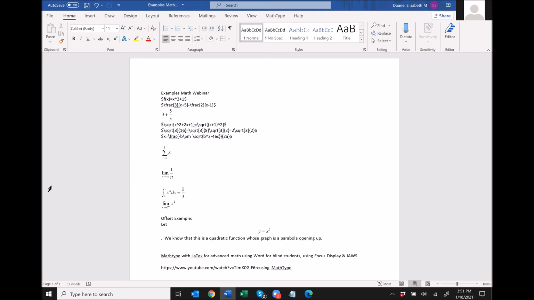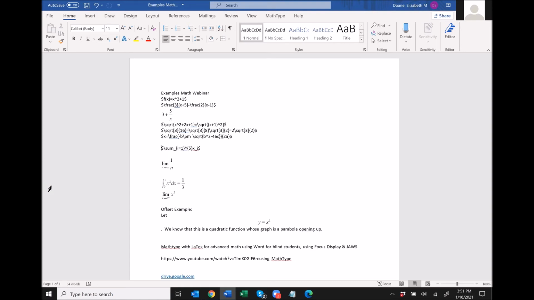All right, so selected, summation. Now, dollar, backslash SUM, underline. Okay. Now, the i equals 1 is below the line, so there's your underline. Left brace.